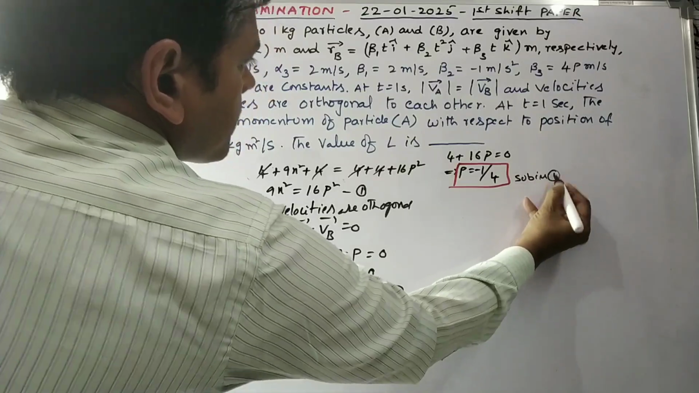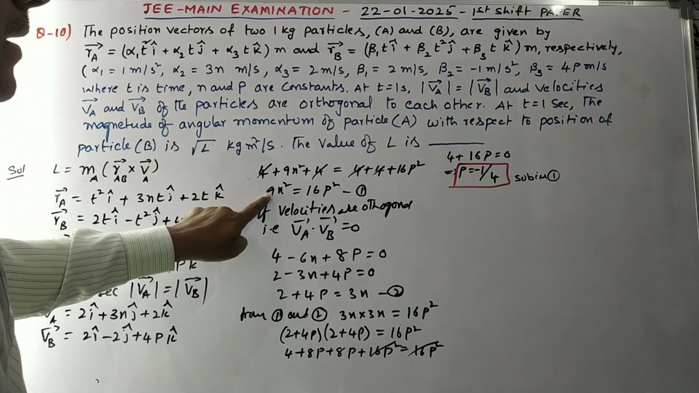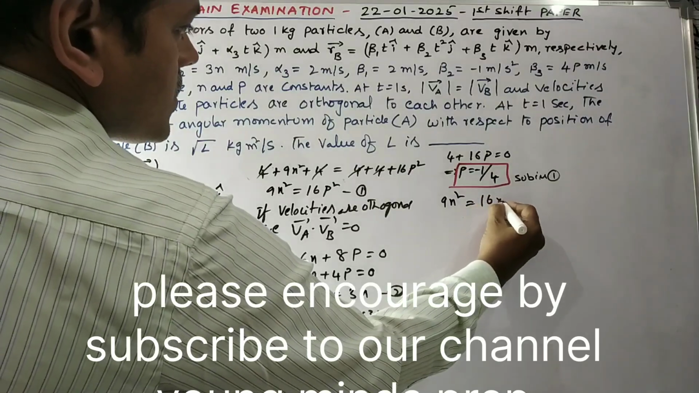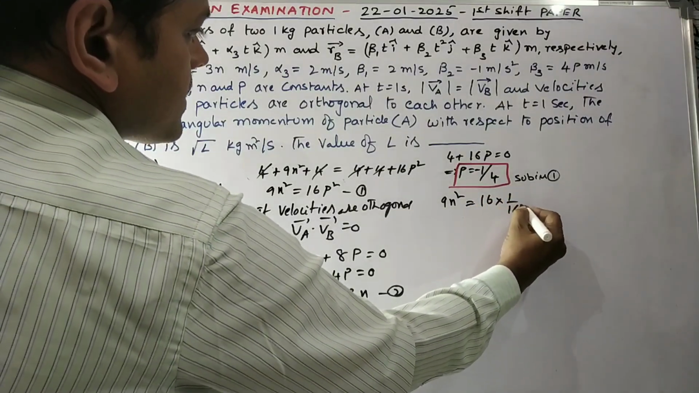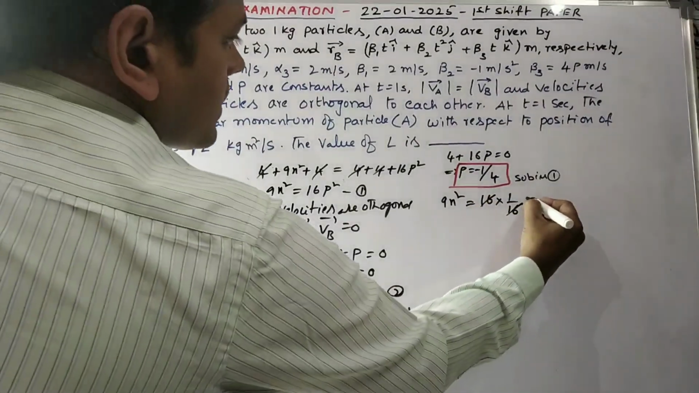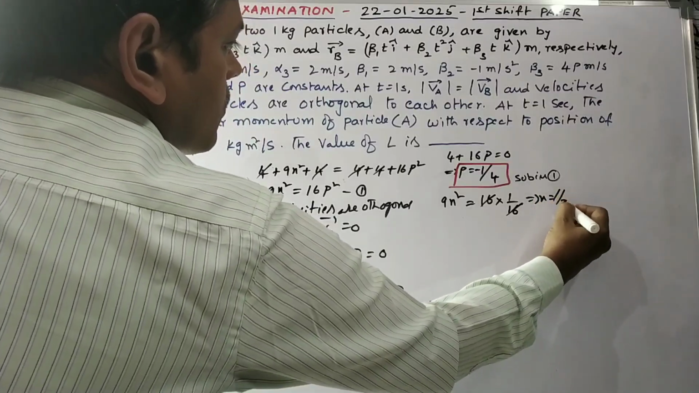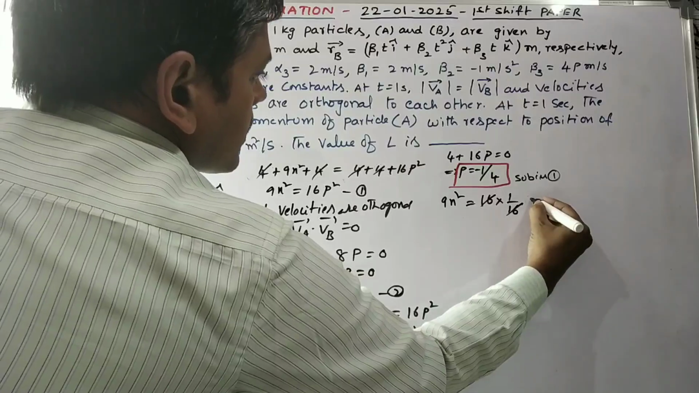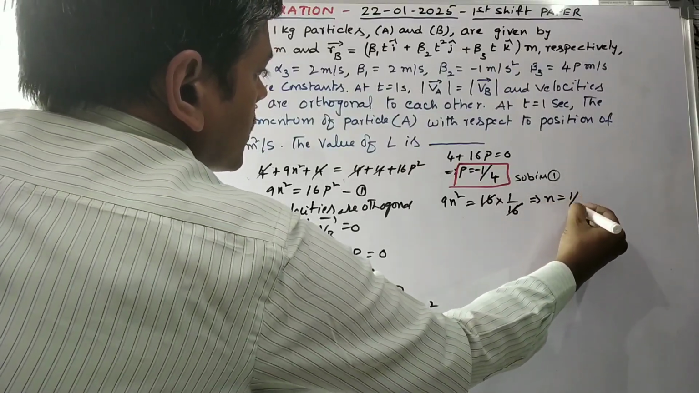Substituting in 1, what happened? 9n square is equal to 16 into p square, which means 1 by 16. This cancels. That implies n is equal to 1 by 3.